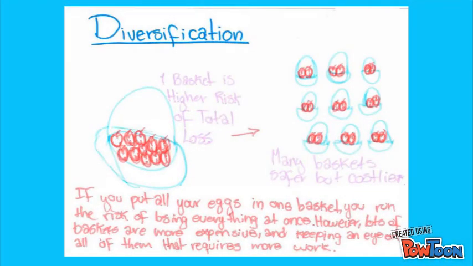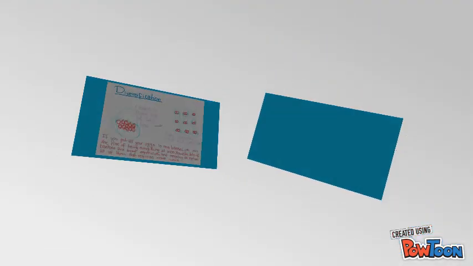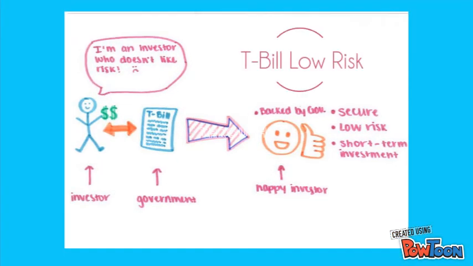Diversification. Owning just one stock is very high risk. Owning many stocks, like many baskets, is much safer. If you're an investor who doesn't like risk, buy a T-bill from the government. It's secure, low risk, and usually a short-term investment.